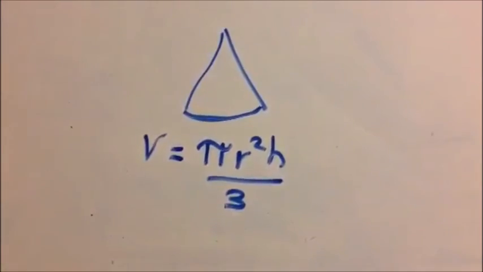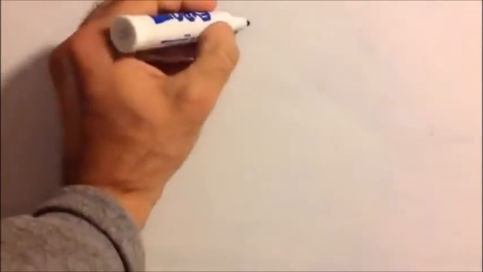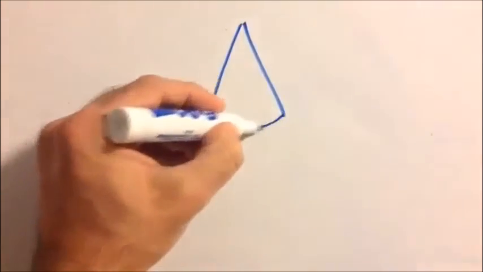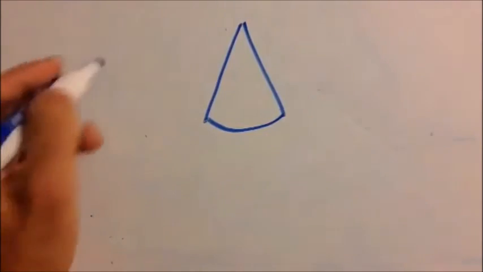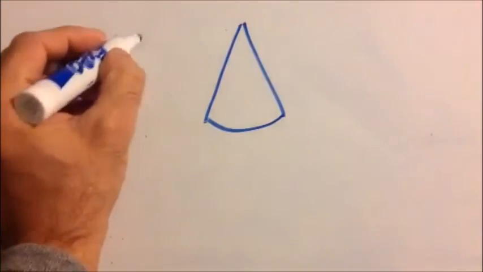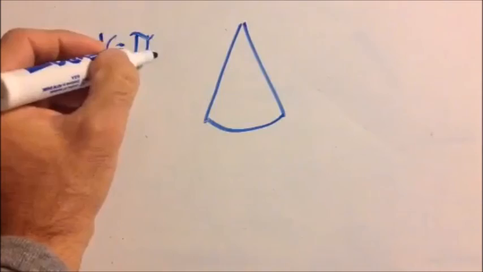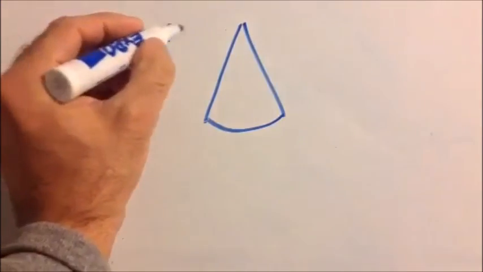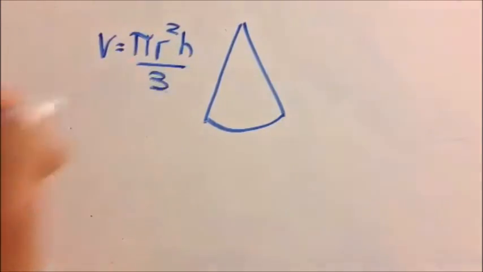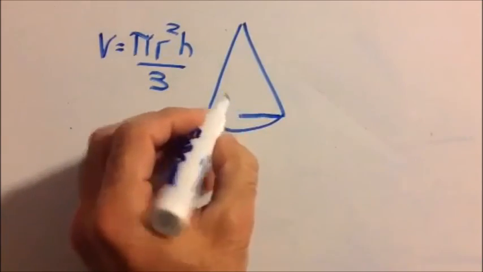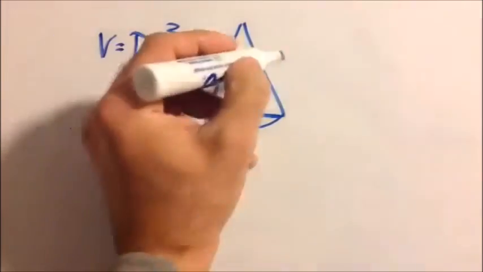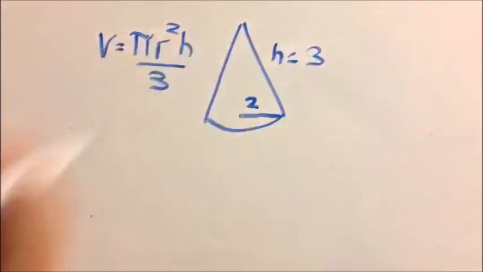So let's say that we're trying to find the volume of this cone. Let's make a better looking cone, actually. Here's our cone. And let's say that, and again, I'll put the formula over here. Volume is pi r squared h over 3. And let's say that we have the radius. We'll put the radius over here. Let's say the radius is 2, and we know the height is 3.